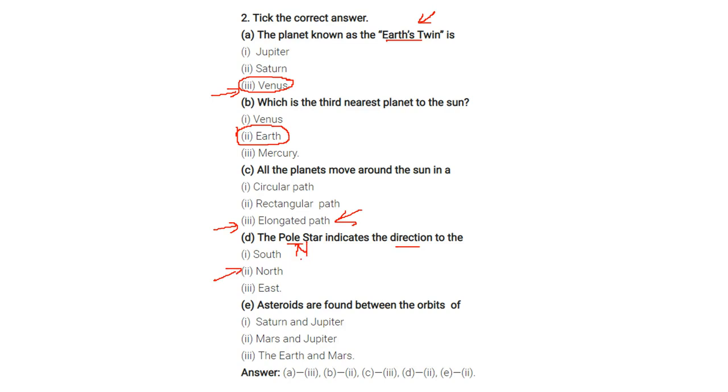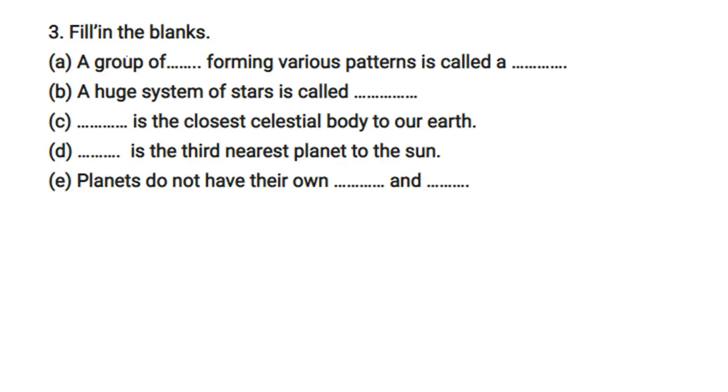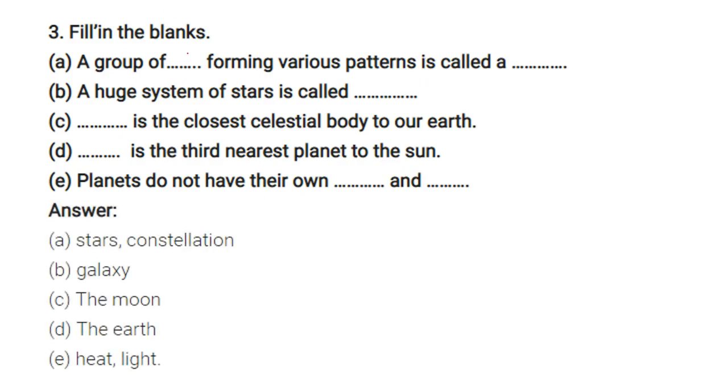In the ancient times, the people used to find the direction using the pole star. Asteroids are found between the orbits of, the answer is Mars and Jupiter. Asteroids are found here. A group of dash forming various patterns is called a dash. So a group of stars forming various patterns is called a constellation.